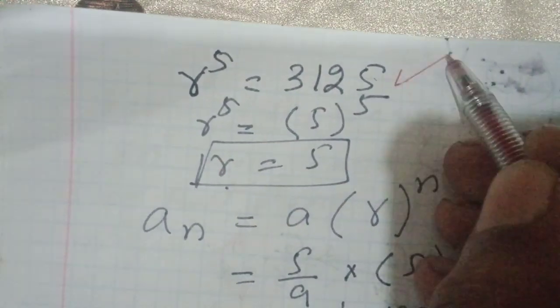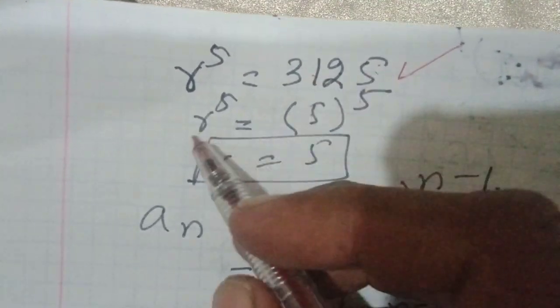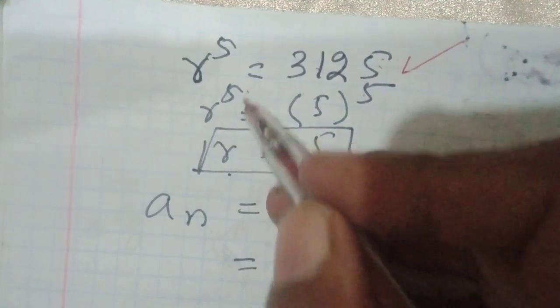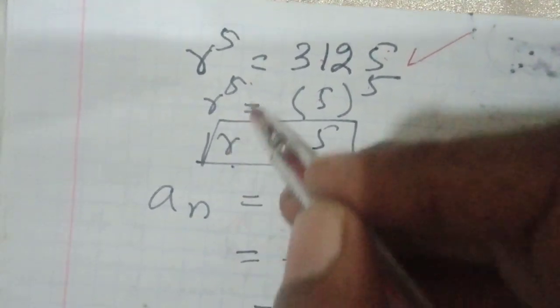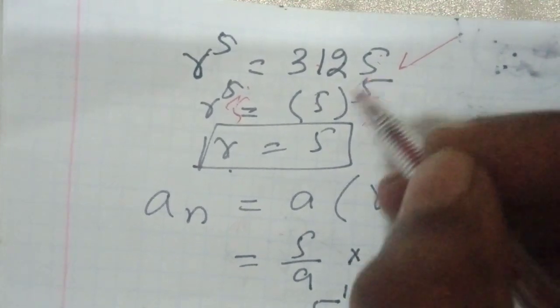Now making the factors of this, we see that 5 power 5 is 3125. Now you need only r, so you will take the fifth root on both sides, and the power will be cancelled out, and r is equal to 5.